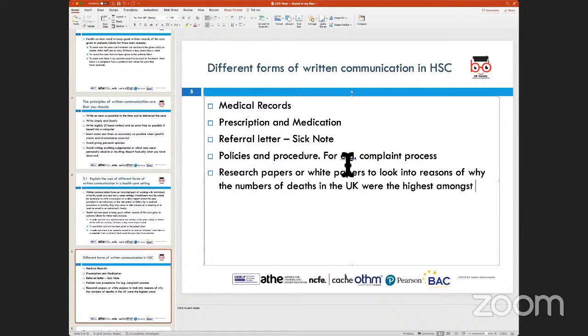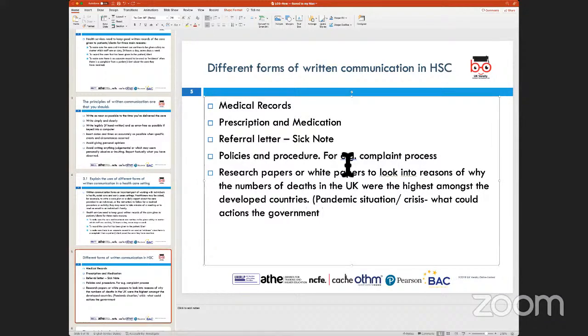amongst the developed countries. So here this report is going to look into the reasons why, and what could have been done differently. And this at some stage would be published as research. Now, this research report would reflect on any sort of pandemic situation or crisis. If the UK government is to face one again, then what could be the actions the government needs to look at taking so that loss of life can be avoided.